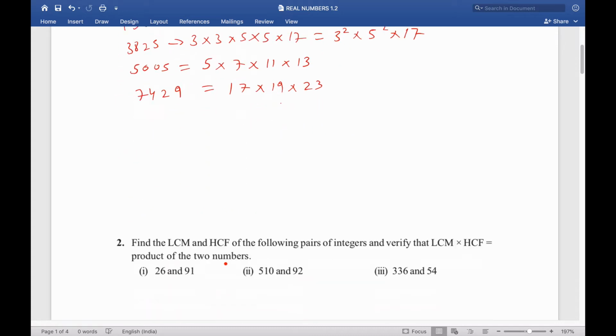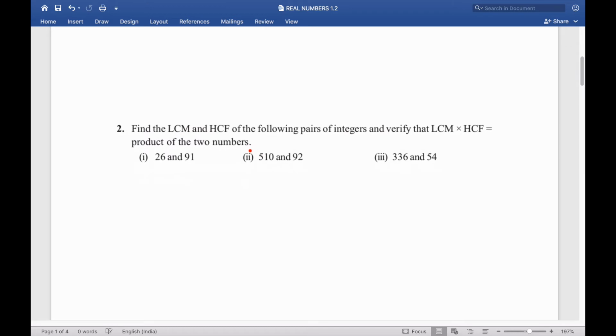Next, let's move on to question number 2. It says find the LCM and HCF of the following pairs of integers and verify this formula. Let's get started with that. First, for the HCF, we can use Euclid's division lemma. We can write 26 is equal to 2 into 13. So 13 gave me 26. So next I will write 91 is equal to 13 into 7. So here 13 gave me 91. So I will say HCF is equal to 13.